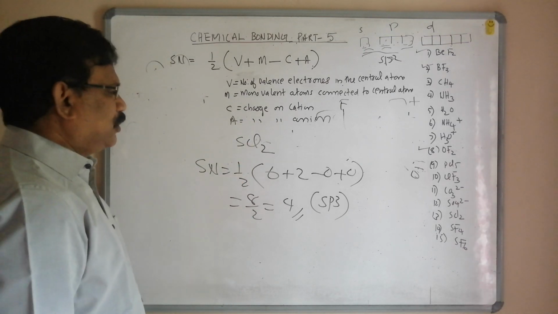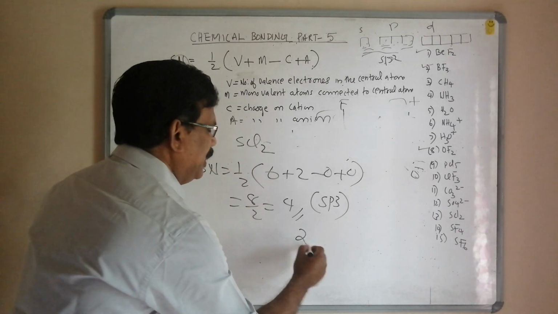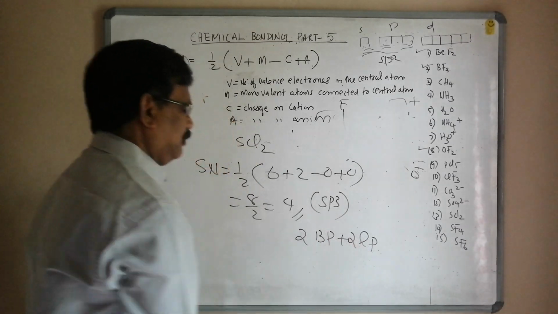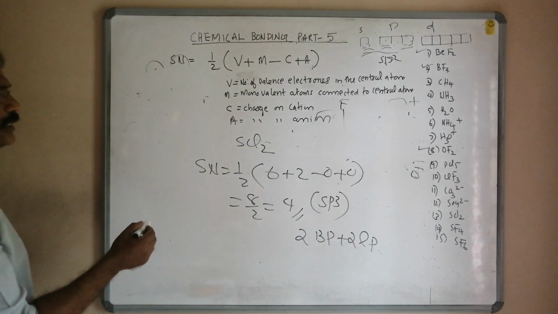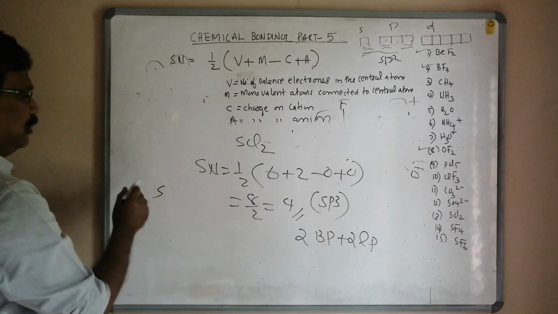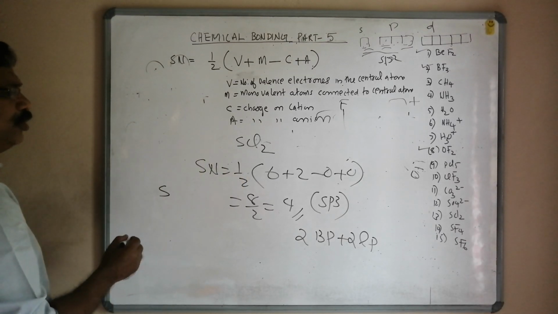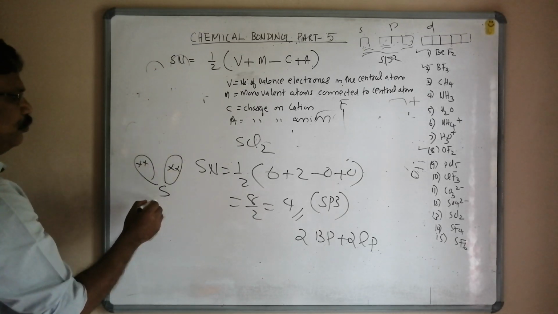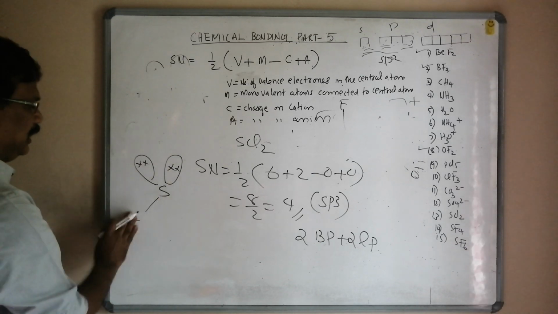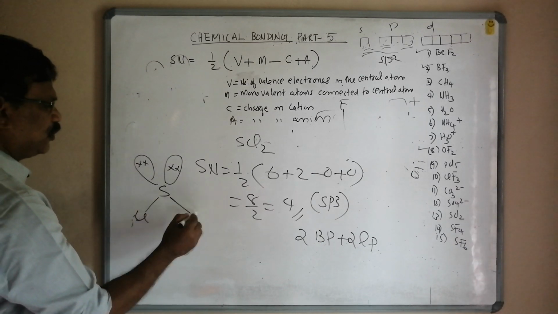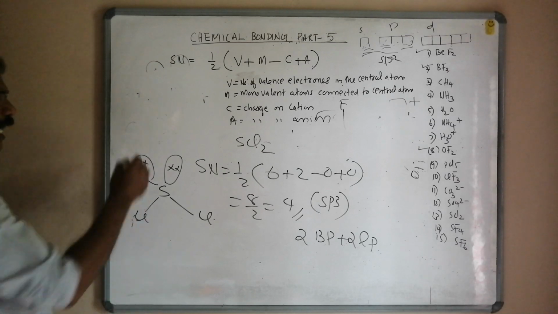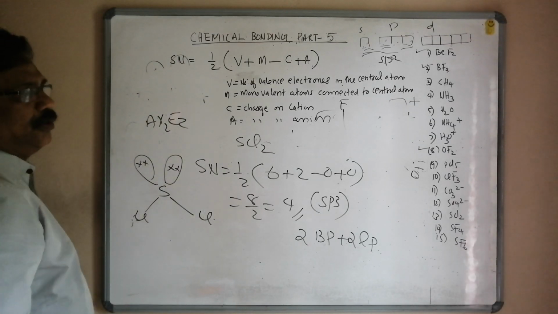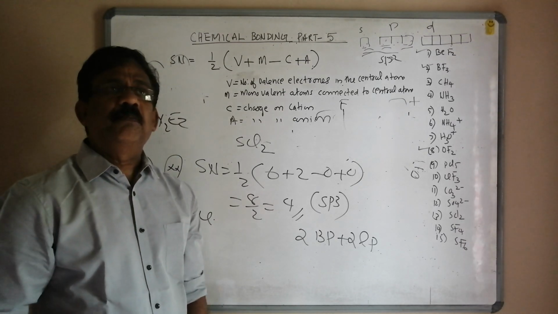2 chlorine atoms. So out of 4 hybrid orbitals, 2 BP, bond pairs for 2 chlorine atoms, and 2 LP, 2 lone pairs. So 4 hybrid orbitals around sulfur: 2 bond pairs and 2 lone pairs. SF2 also has the same shape. So this is the shape, AX2E2 type. Like water, it is also angular or V-shaped, a bent molecule.